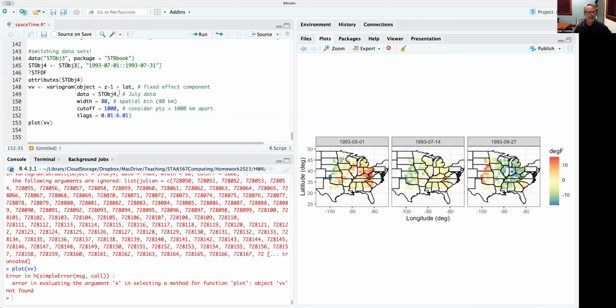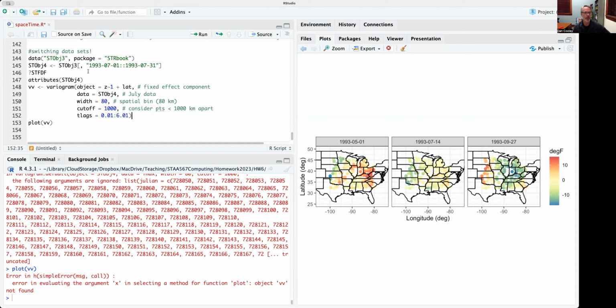So let me share my R screen again. I had messed with something. Our data is stored in the STOBJ4 object. Notice what we're going to do: our variable, this Z, is the temperature. We've got the squiggle 1 plus lat. So what we're doing is we're regressing on latitude, so we're trying to remove that north-south trend.